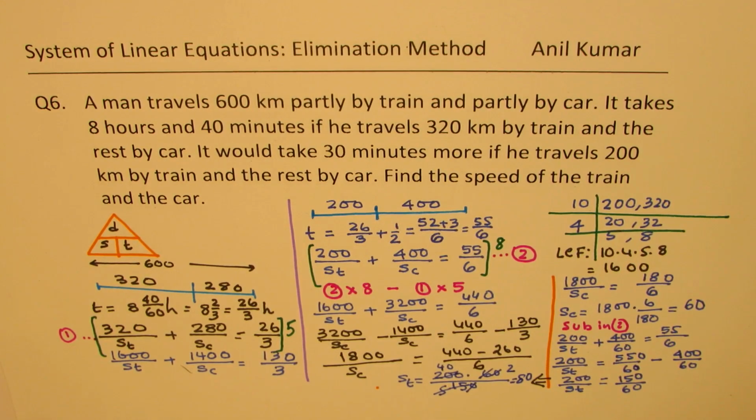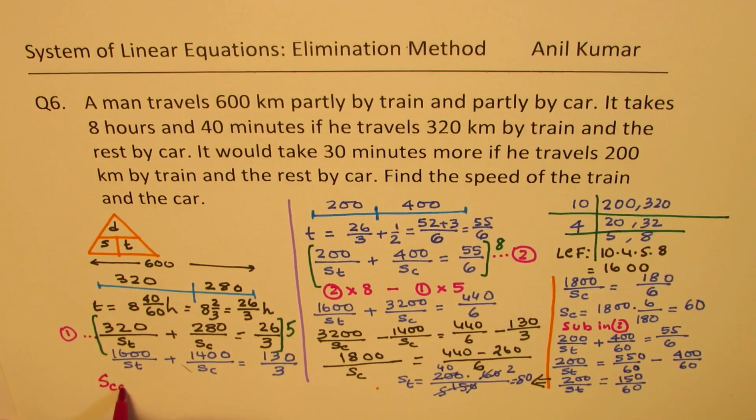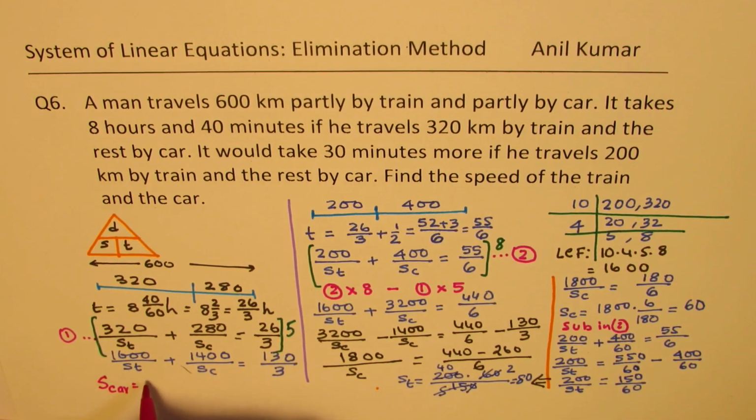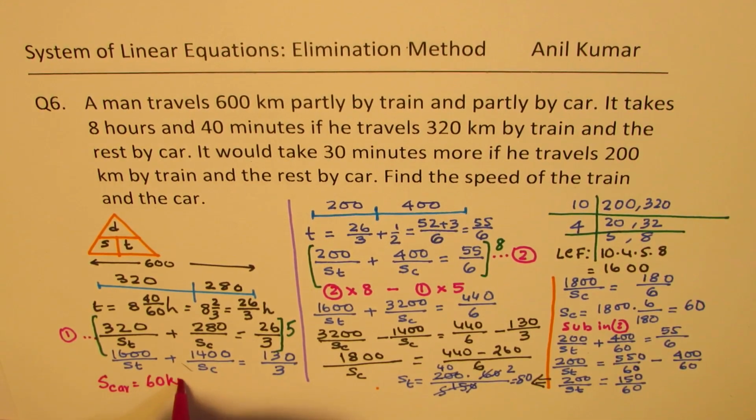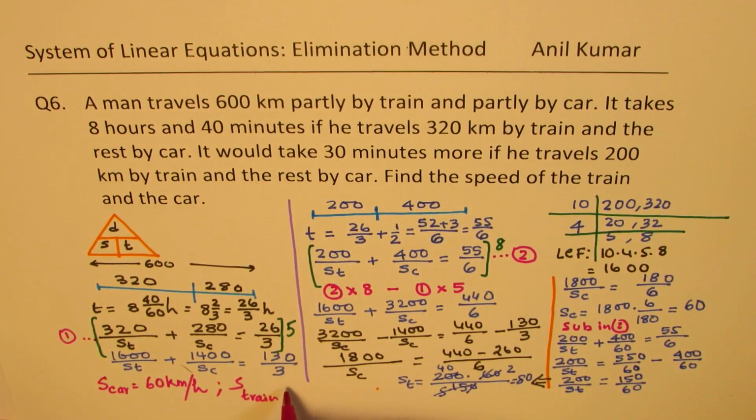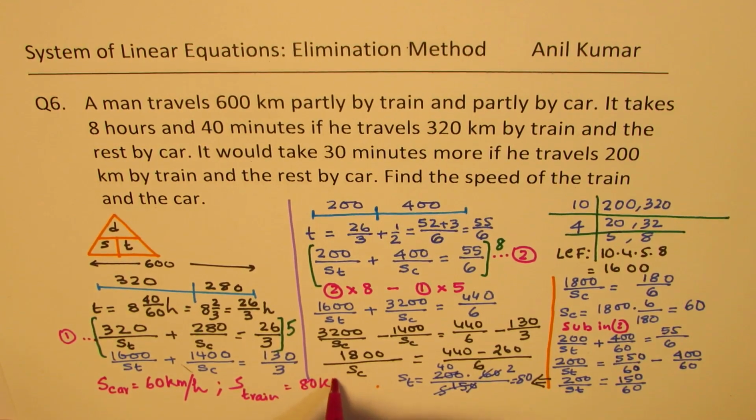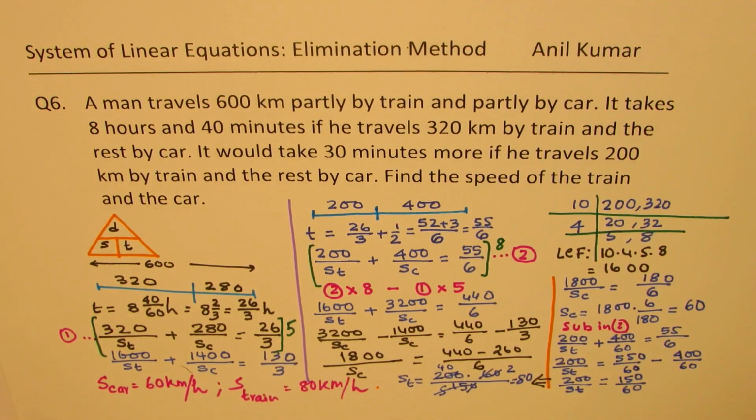Right? So we get our answer, and that is the speed of car is 60 kilometers per hour, and speed of train, which we say ST, is 80 kilometers per hour. Is that clear to you? Correct? So that is how such questions can be solved.